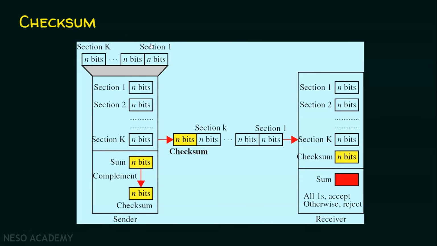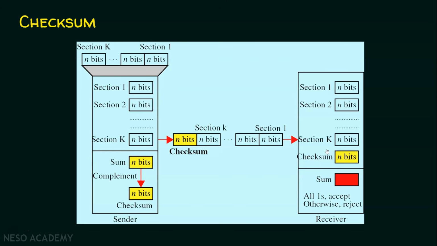And we know this is the original message and this is the checksum that we have created. Now all the sections are sent to the receiver. At the last we will be appending the checksum. This is section 1, section 2 up to k sections, and finally we are appending the checksum.